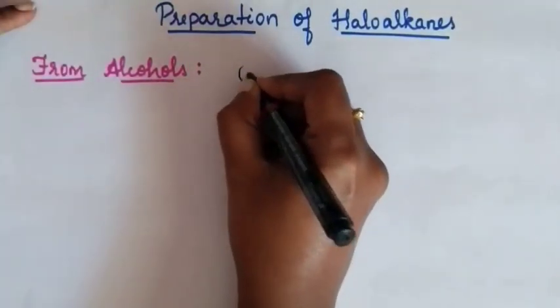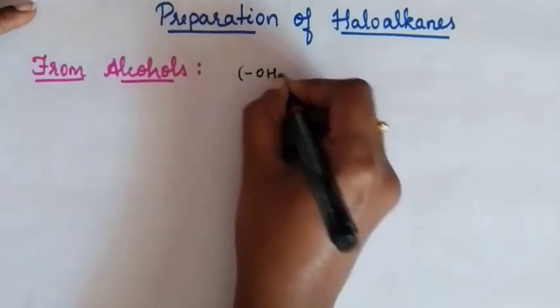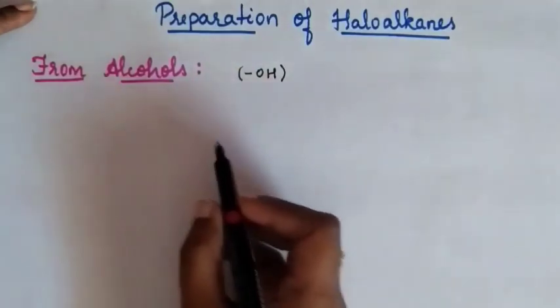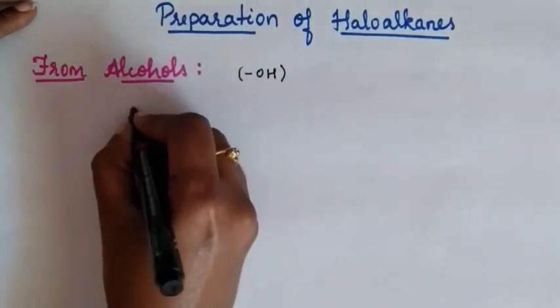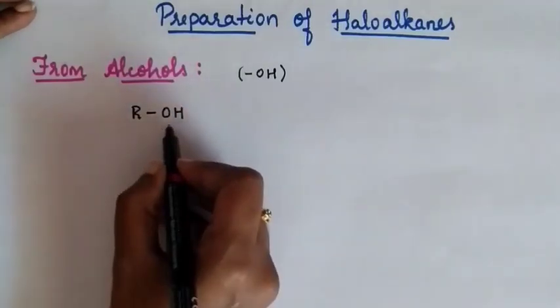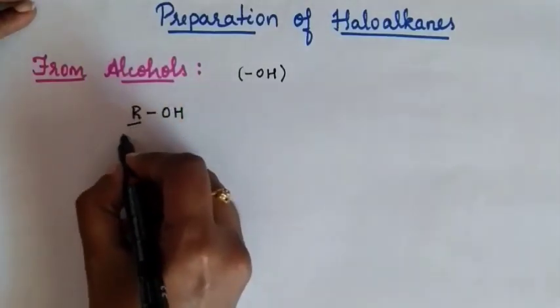Alcohols can be represented by the symbol OH. OH is the chemical representation of alcohols. In this process, we are going to use ROH. ROH means the OH functional group present with an alkyl group.